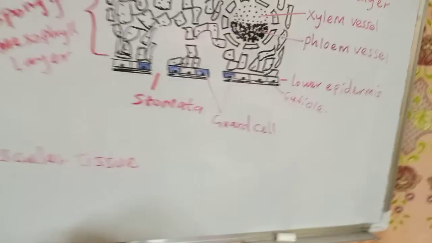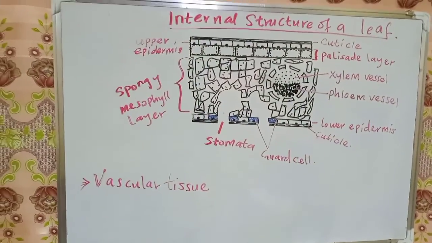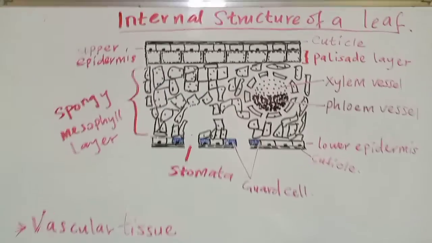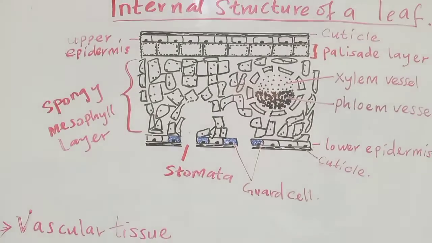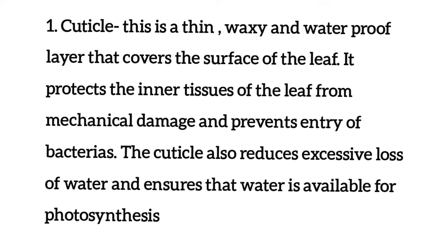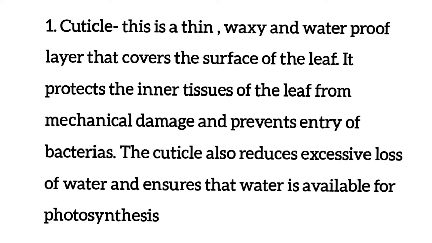Now, let me take you through the function of each part of that internal structure of a leaf. Cuticle: this is the thin, waxy and waterproof layer that covers the surface of the leaf. It protects the inner tissue of the leaf from mechanical damage and prevents the entry of germs into the leaf. Again, the cuticle also reduces excessive loss of water and ensures that water is available for photosynthesis.